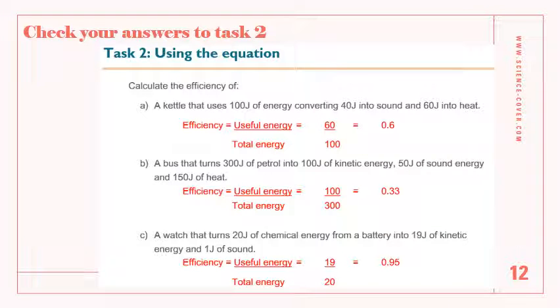Let's check our answers to task 2. Calculate the efficiency of a kettle that uses 100 joules of energy converting 40 joules to sound and 60 joules to heat. So the efficiency is the useful energy divided by the total energy. So useful energy in this case is 60 joules divided by the total energy was 100 joules. So 60 divided by 100 is 0.6.